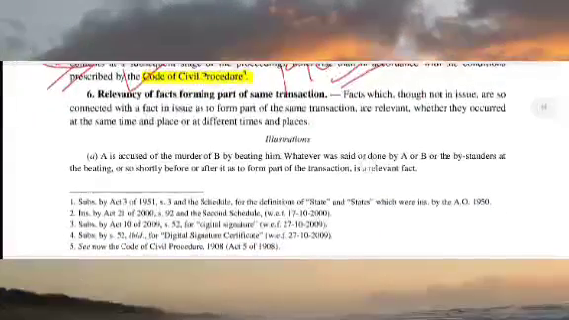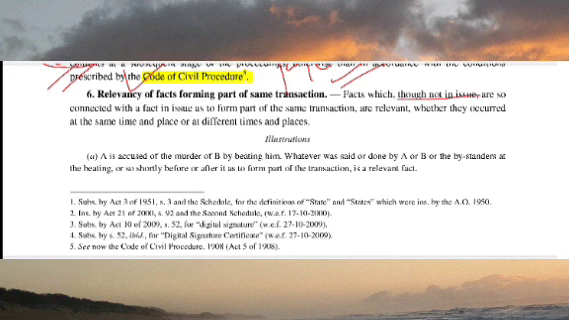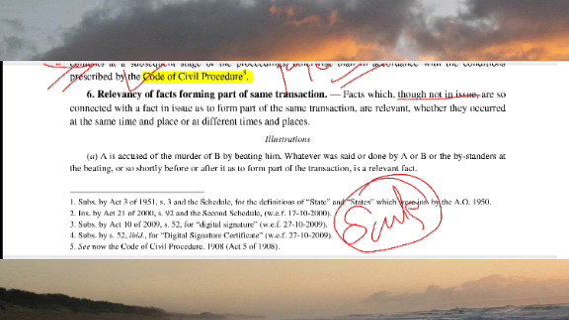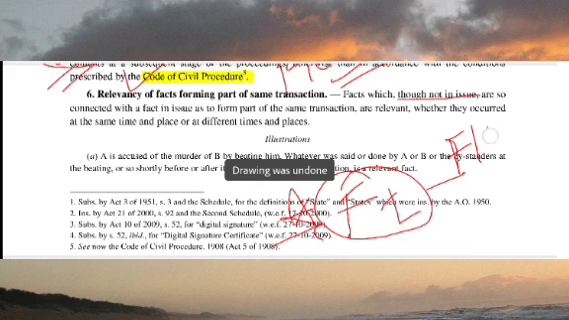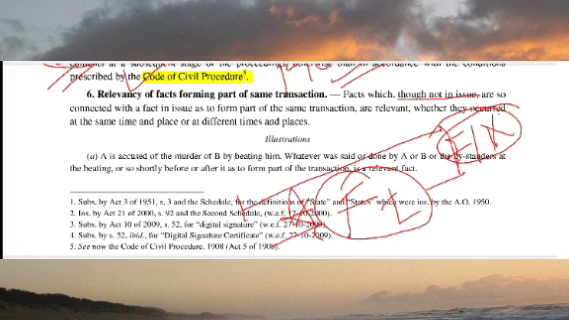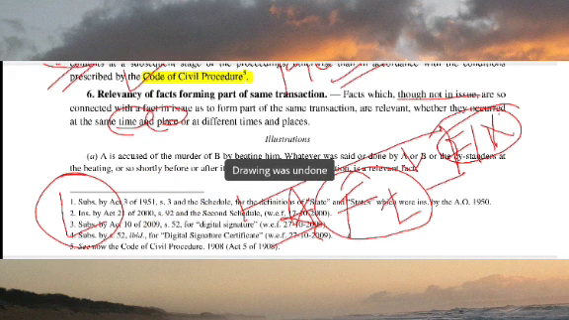Then comes Section 6. Facts forming part of the same transaction. Facts which are not in issue. Certain facts. This is fact F1. This fact itself is not in issue, but F1 is so connected with the fact in issue as to form part of the same transaction. They are relevant whether they occurred at the same time and place or at different times and places. As regards time and as regards place, it might be the same or different, it doesn't matter. But these facts are relevant.